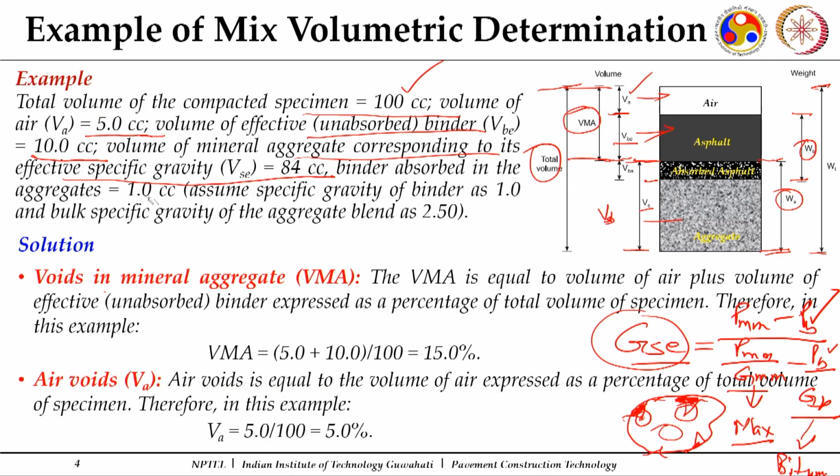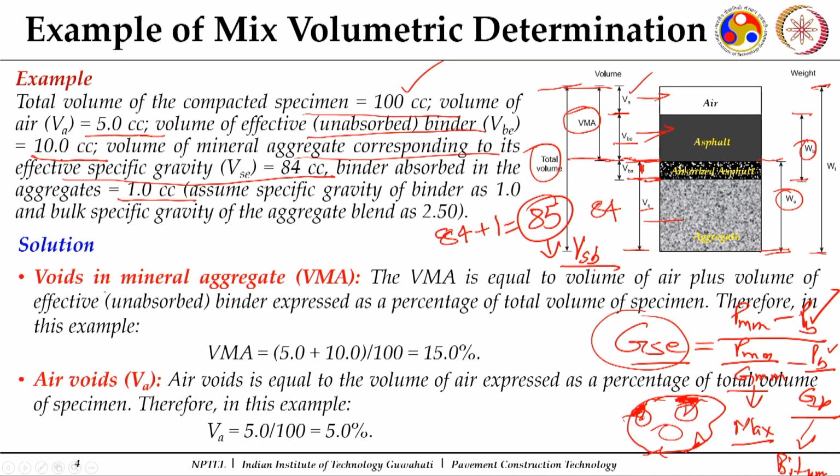Binder absorbed in the aggregates is 1 cc. So, this much binder absorption is there, 1 cc gets absorbed. This 1 cc is the volume of bitumen getting absorbed, and 84 cc is the remaining volume of your aggregates. So, 84 plus 1 is 85, which is your bulk volume of the aggregates.